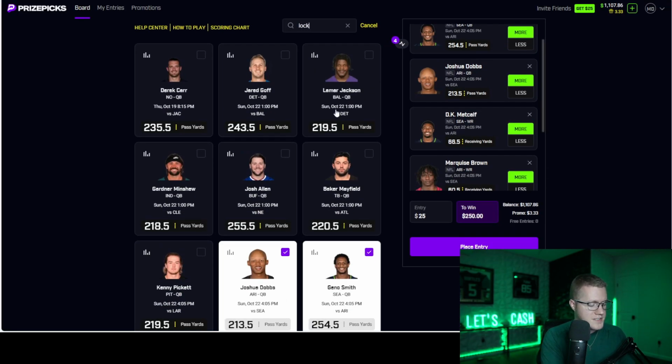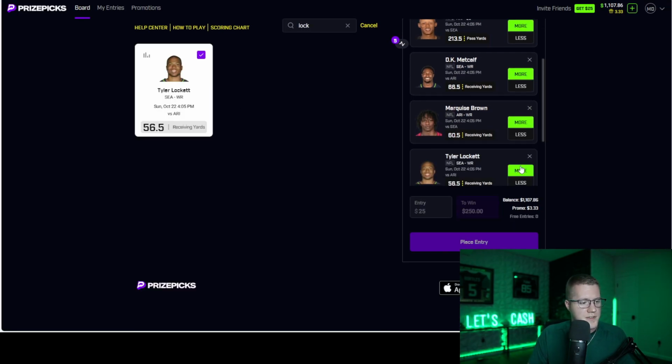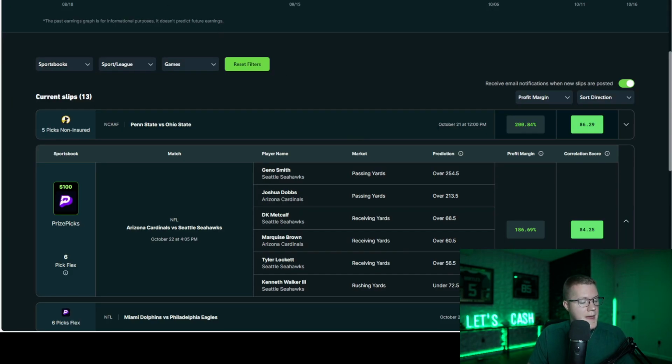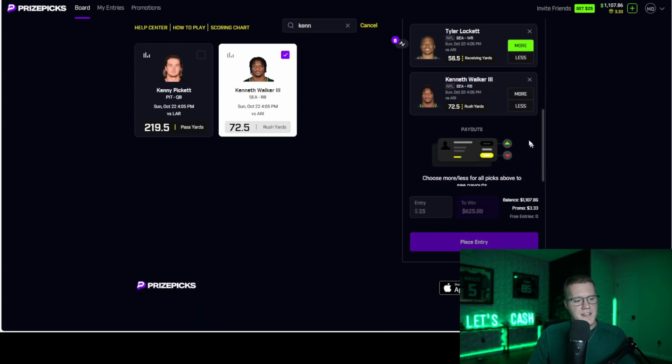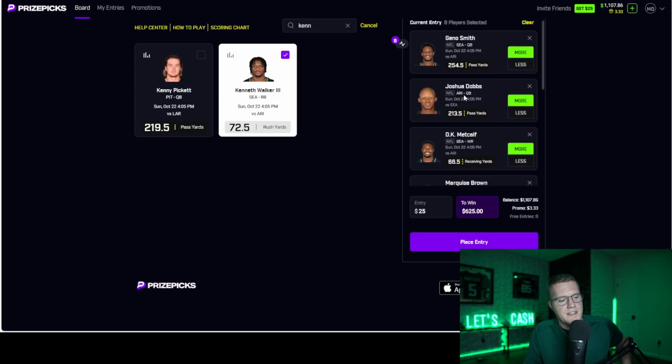And then, yeah, we're going to throw in some other ones here. Tyler Lockett looks pretty soft here, 56.5 passing yards. And then this one makes a lot of sense too. Kenneth Walker, under 72.5 rushing yards. And it kind of makes sense, right?